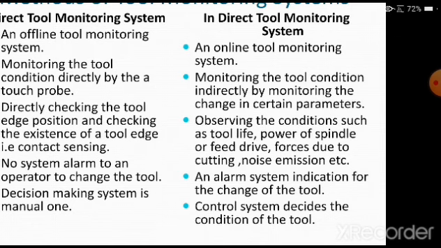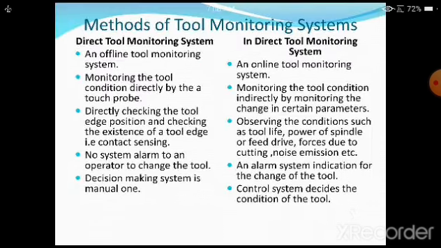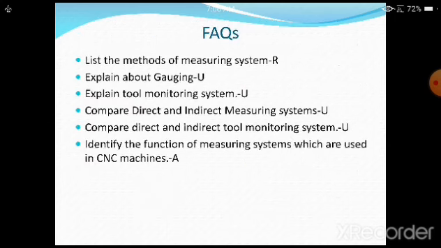An alarm system gives an indication for the change of the tool, as I have told. As it is online, an alarm will automatically indicate that there is some problem in the tool functioning. So the control system decides the condition of the tool. Whether all the tools mounted on a turret head or in a tool magazine, used for machining, are functioning properly or not, that entire decision is taken by the control system of a CNC machine.